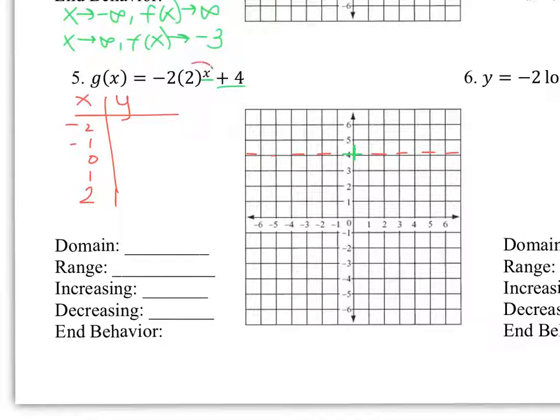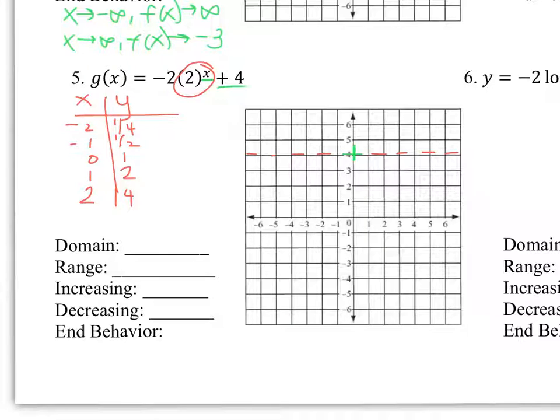So now I'm only looking at 2 to the x power to a value to fill out my table. So 2 to the -2nd power is 1 over 4. 2 to the -1st power is 1 over 2. 2 to the 0 power is 1. 2 to the 1st power is 2. 2 to the 2nd power is 4.